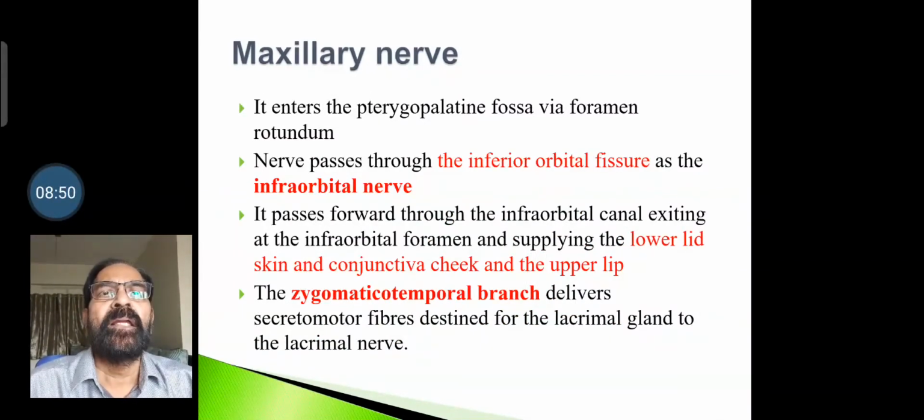Maxillary nerve. It enters the pterygopalatine fossa via the foramen rotundum. The nerve passes through the inferior orbital fissure as the infraorbital nerve. It passes forward through the infraorbital canal, exiting at the infraorbital foramen, supplying the lower eyelid skin, conjunctiva, cheek and upper lip. The zygomaticotemporal branch delivers secretomotor fibers destined for the lacrimal gland to the lacrimal nerve.